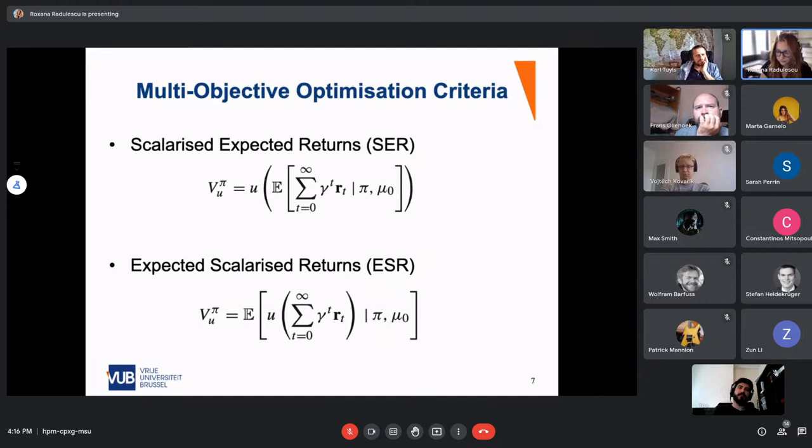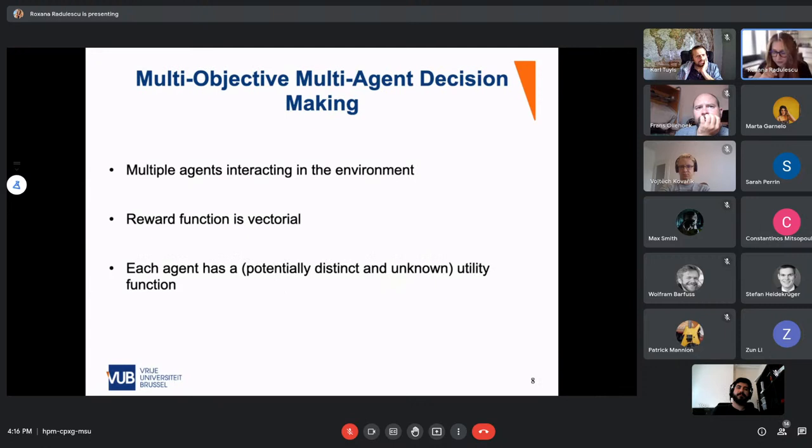Now, if we move to the setting we are targeting here, multi-objective, multi-agent decision-making, we need to combine all the elements we have discussed so far, and everything becomes, of course, more complicated. So we have multiple agents interacting in the environment, the reward function is vectorial, and each agent has a potentially distinct and unknown utility function.